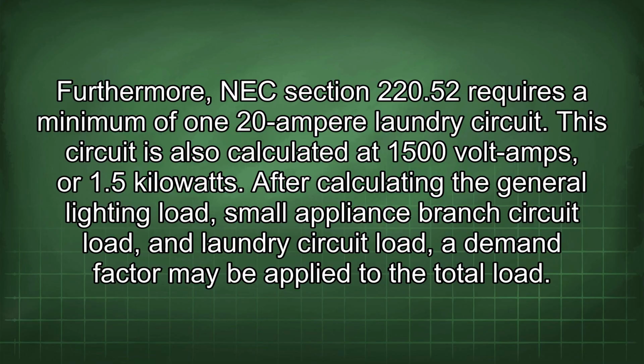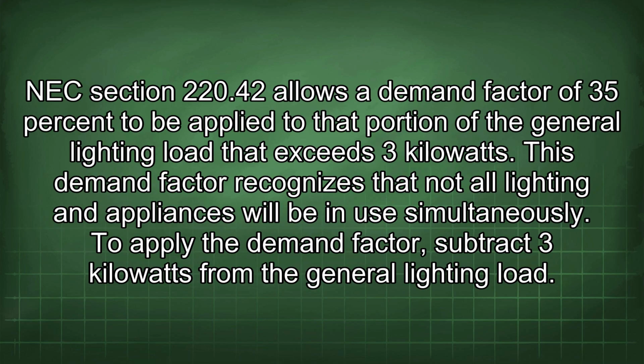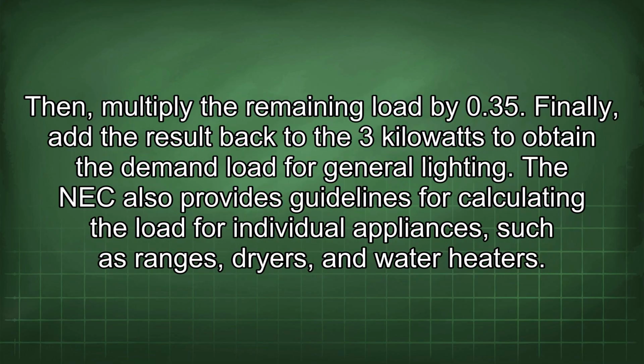After calculating the general lighting load, small appliance branch circuit load, and laundry circuit load, a demand factor may be applied to the total load. NEC section 220.42 allows a demand factor of 35% to be applied to that portion of the general lighting load that exceeds 3 kilowatts. This demand factor recognizes that not all lighting and appliances will be in use simultaneously. To apply the demand factor, subtract 3 kilowatts from the general lighting load. Then multiply the remaining load by 0.35. Finally, add the result back to the 3 kilowatts to obtain the demand load for general lighting.